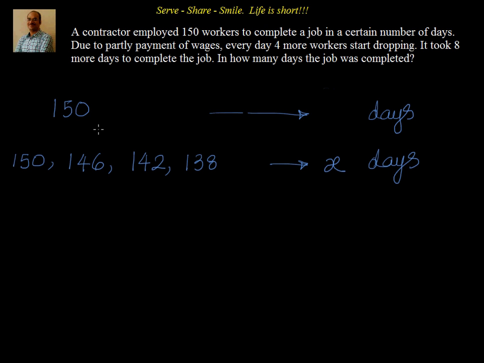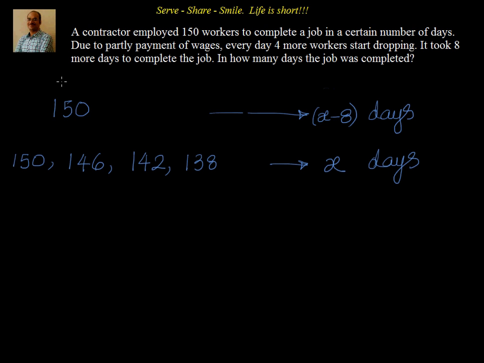Okay, fine. Now, the first line says a contractor employed 150 workers to complete a job in a certain number of days, and due to the partly payment of wages, the job completion time became 8 days more. So I can go back and say the plan was to finish the work in X minus 8 days, but due to the workers dropping every day, it took X days. If you are able to understand this, then we are pretty good to go ahead.